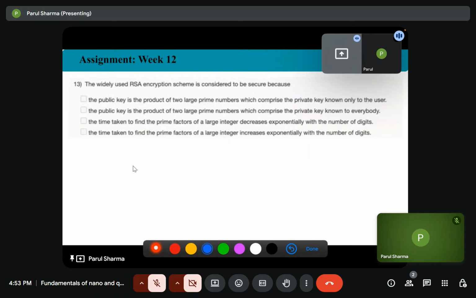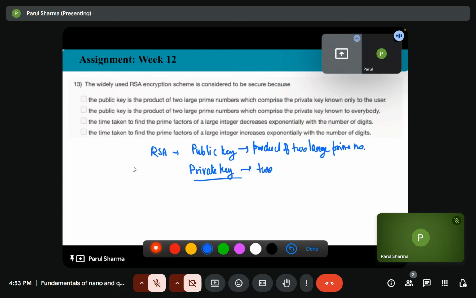So RSA encryption, what it was then: there was a public key and there was a private key. The public key was the product of two large prime numbers, and for the private key, the two prime numbers were known to the user.